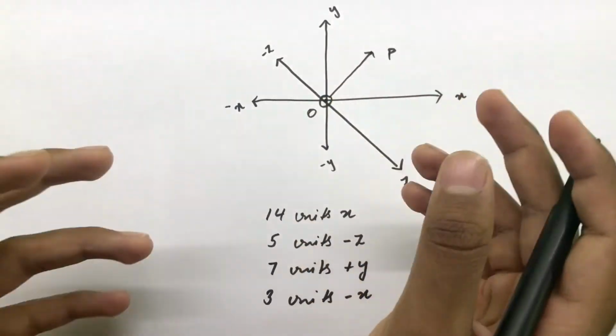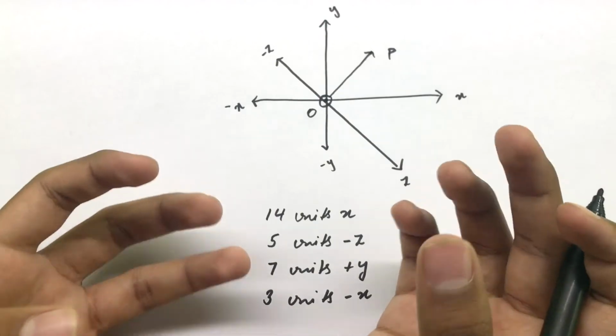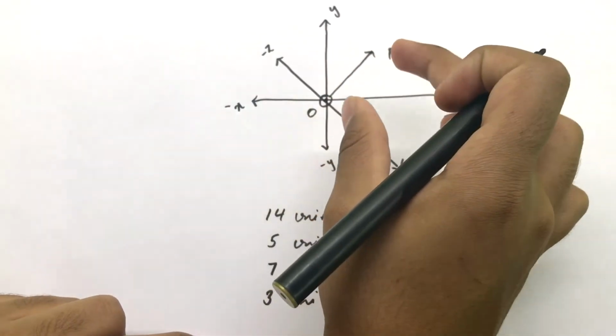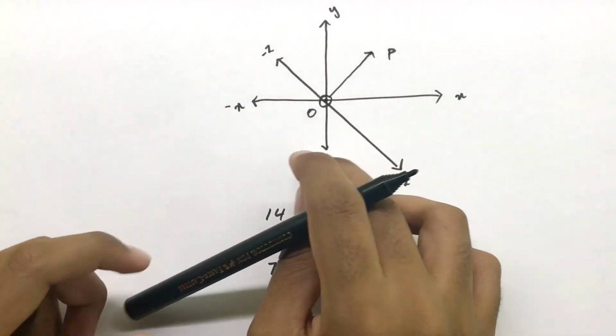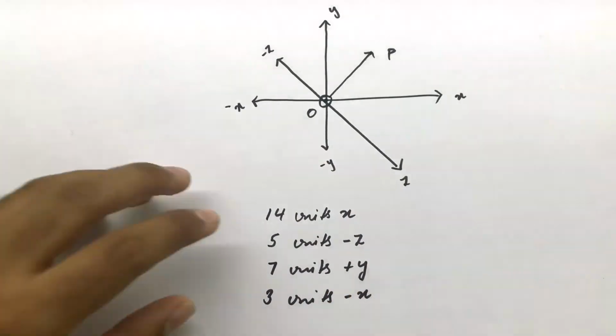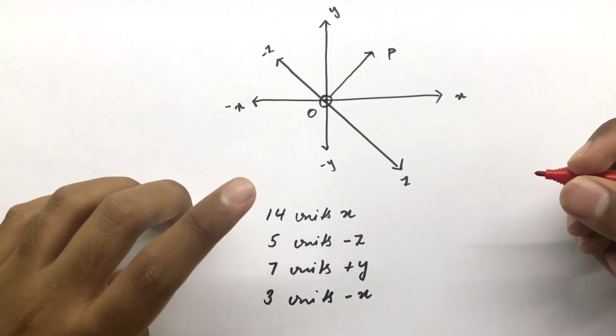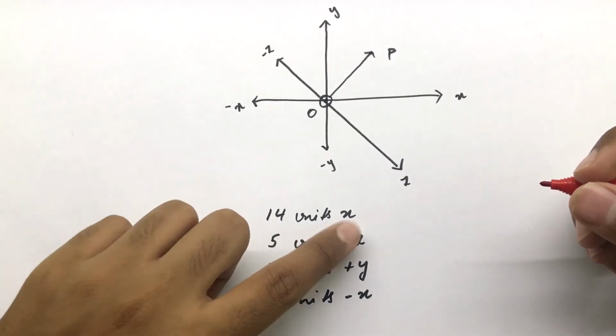Assume the origin to be O and the point is P. I basically want you to find the formula or the representation of the vector OP. Okay. So now we're going to split this into the respective parts. I'm going to use the red color marker for the X part. So first of all, he travels 14 units along positive X.